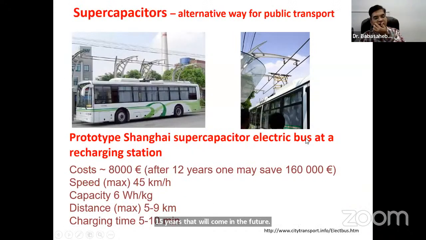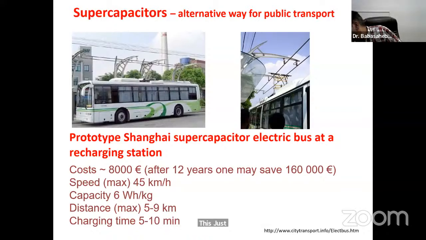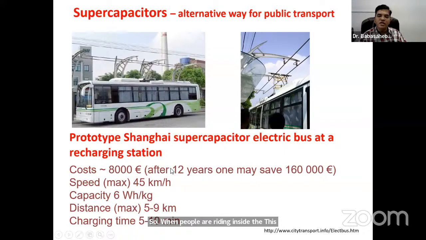Not only this, just as an example, one bus is running in Shanghai based on the supercapacitor, but it is in the liquid form. So at one station, when people are riding inside the bus, this supercapacitor gets charged, and during its travel it can discharge. Again at the next stop, it can be charged.